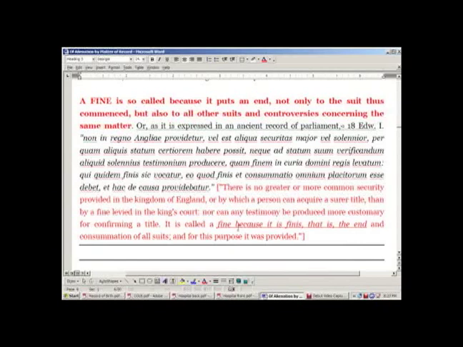There is no greater or more common security provided in the Kingdom of England, or by which a person can acquire a sure title, than by a fine levied in the king's court. Nor can any testimony be produced more customary for continuing a title, or for confirming a title. It is called a fine because it puts an end in all consummation of the suits, and for this purpose it was provided. So that piece of paper is the fine, the warranty deed is the fine, and so is this right here.